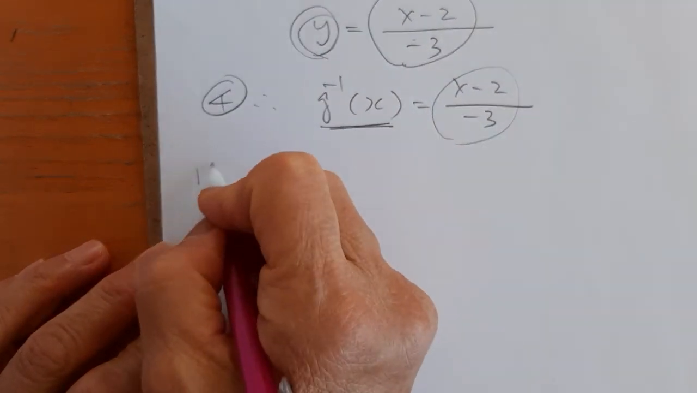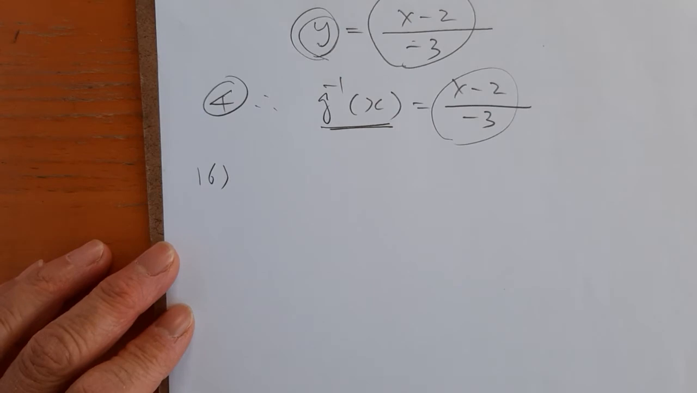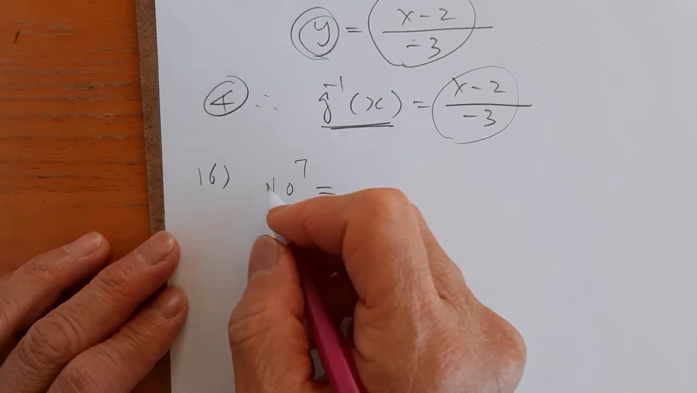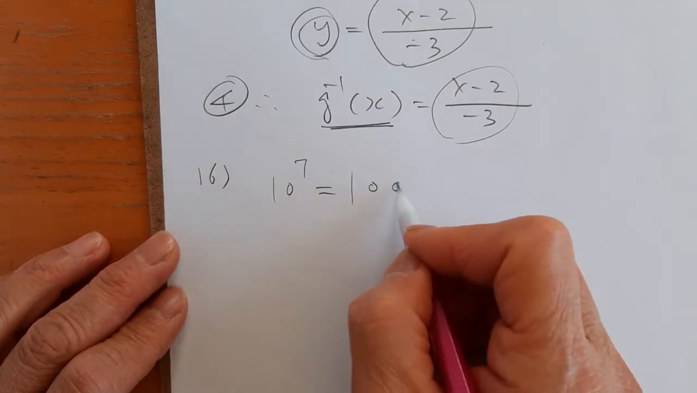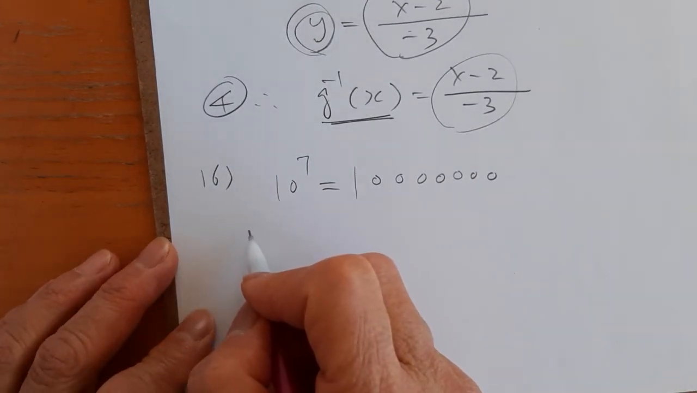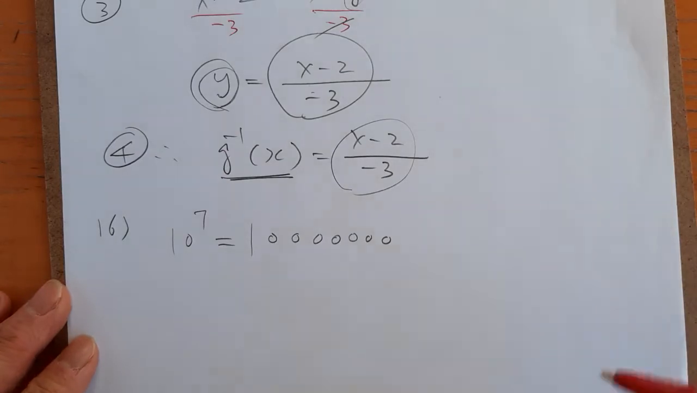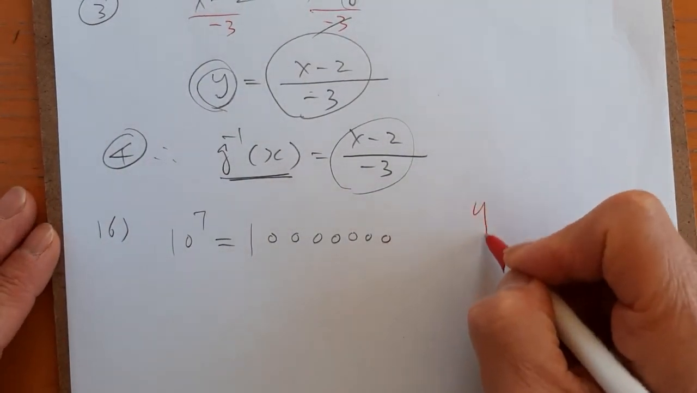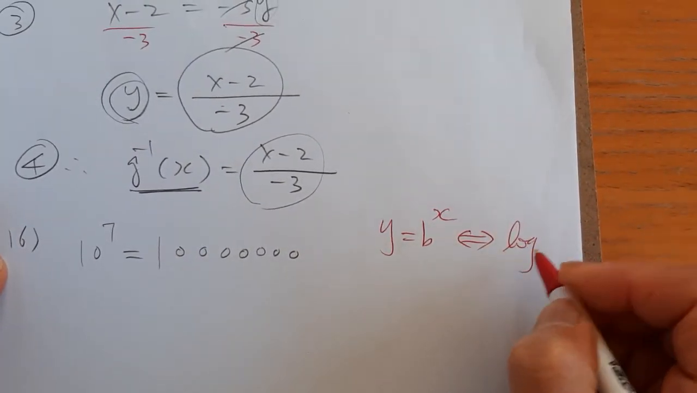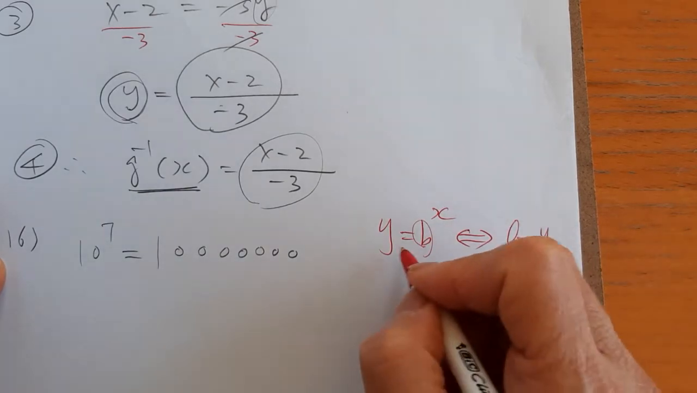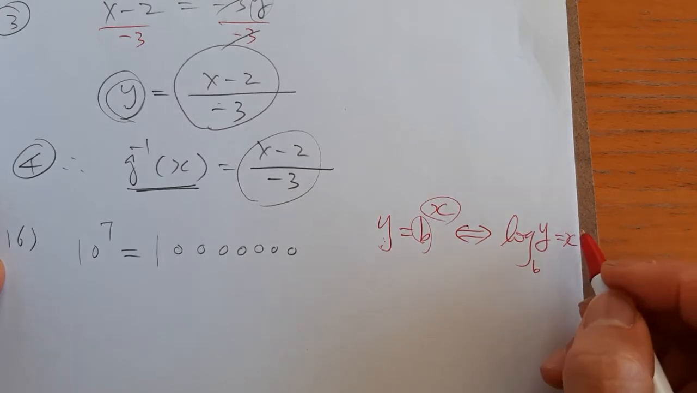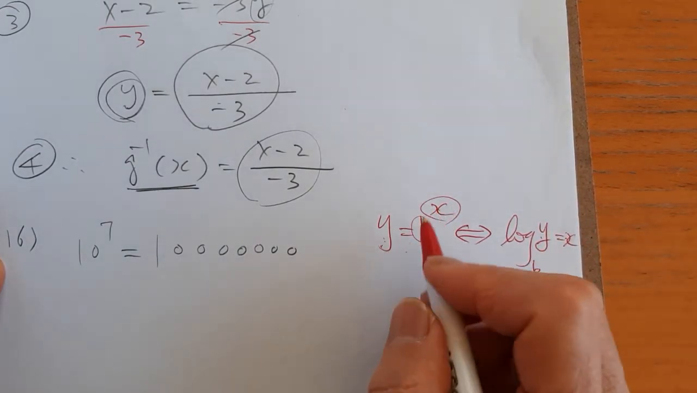Number 16 is convert to logarithmic equation. This is exponential form: 10 to the power 7 equals 1 followed by 7 zeros. You want to change it to logarithm form. Exponential form y equals b to the power x is equivalent to log base b of y equals x.